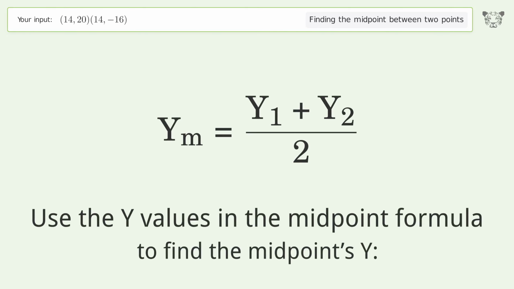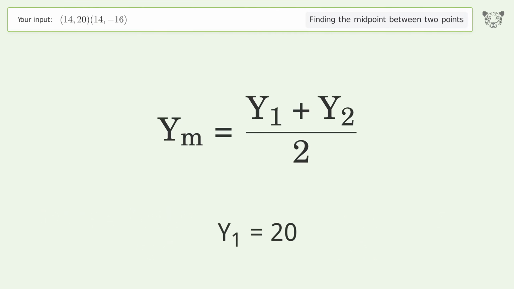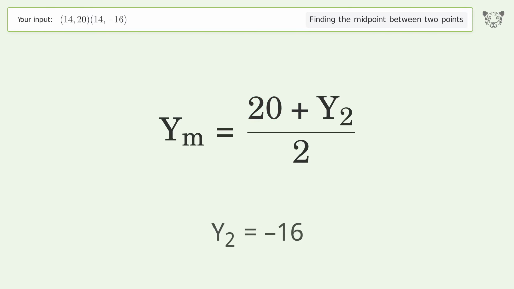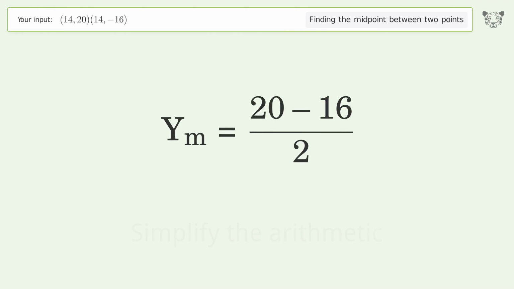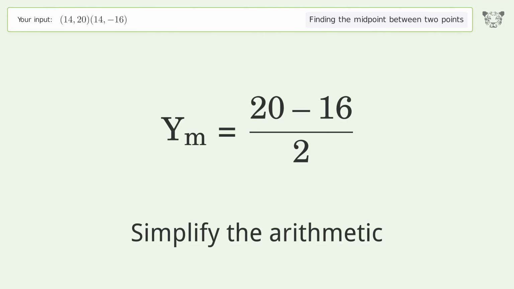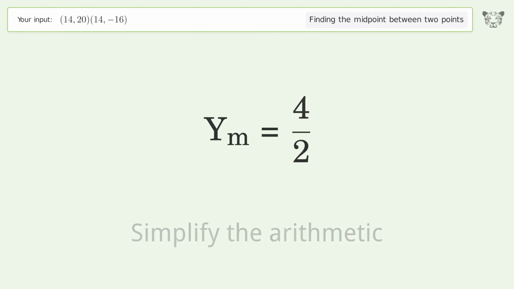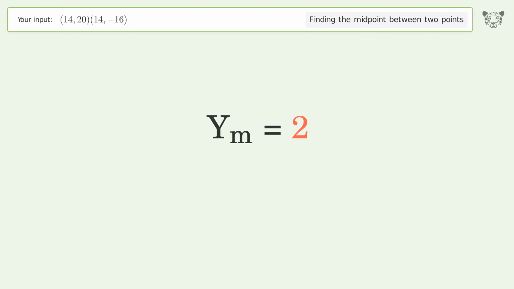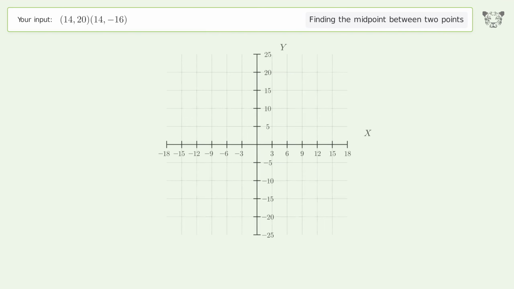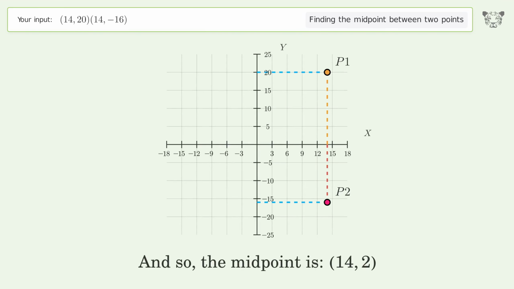Use the y values in the midpoint formula to find the midpoints y. y1 equals 20. y2 equals negative 16. Simplify the arithmetic. And so, the midpoint is 14,2.